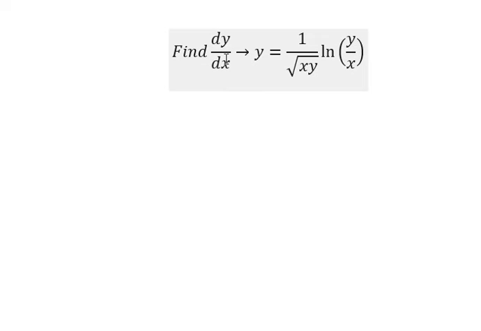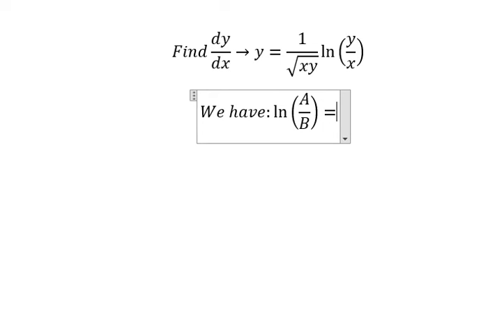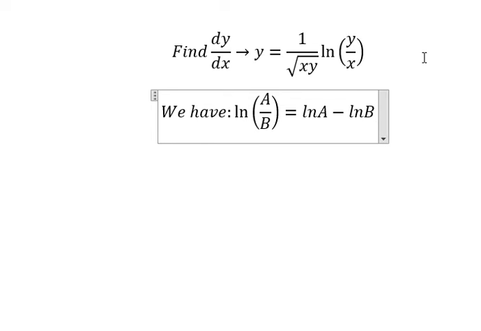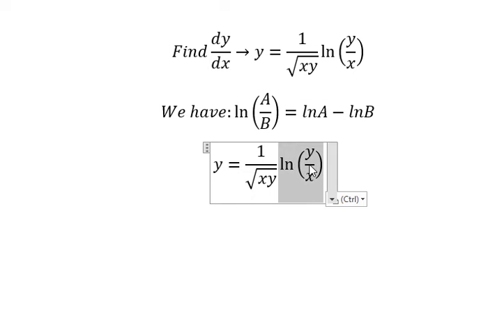First, we want to find dy over dx. So that means we need to do first the derivative for both sides. So we have the formula in here: the derivative of A over B equals to the derivative of A minus the derivative of B. So for this one, we can transform into this one.